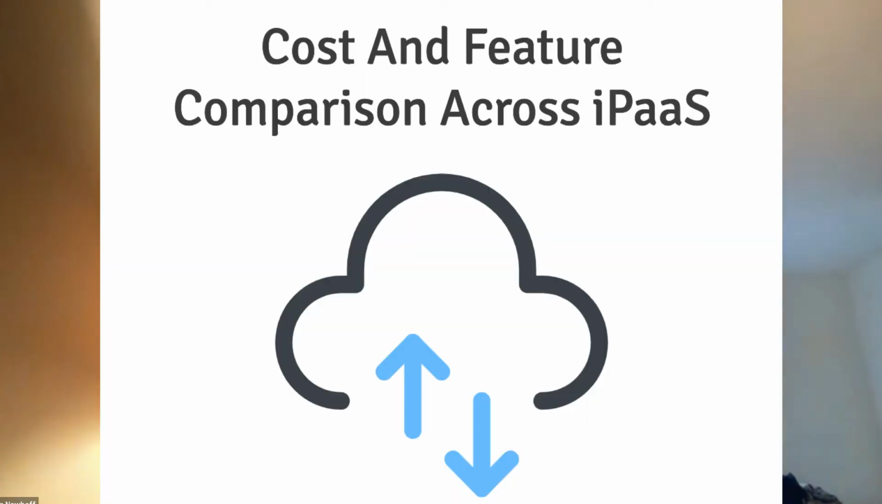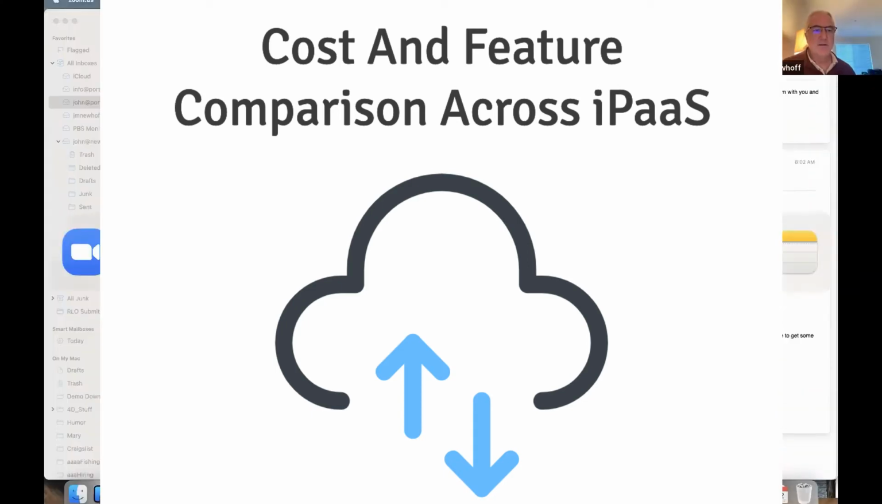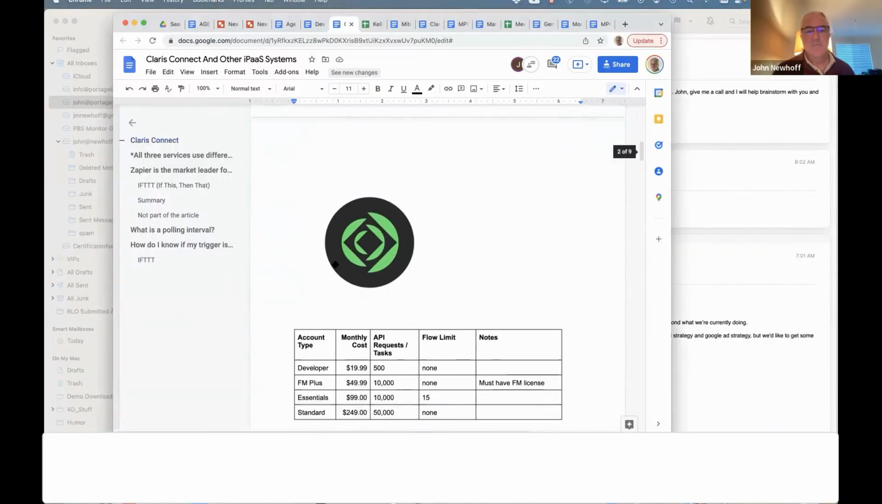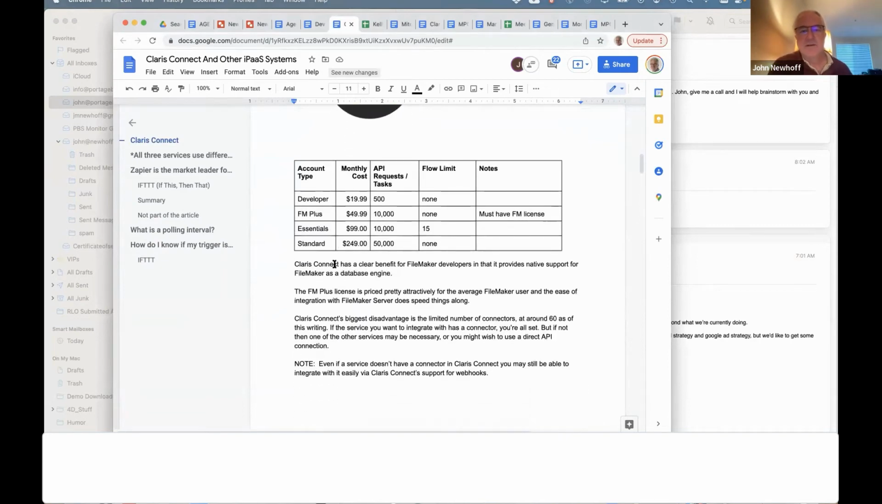I'm going to share my screen and show what I've been putting together. One of the things that makes these systems a little hard to look at together is terminology. This grid on the screen is a basic grid of costs for Claris Connect: what the monthly cost is, how many API requests that includes, and the number of flows that you can write. We all know what a flow is in Claris Connect, but each of the other systems calls what you create with them a different thing. Connect calls it a flow, Zapier calls it a zap.